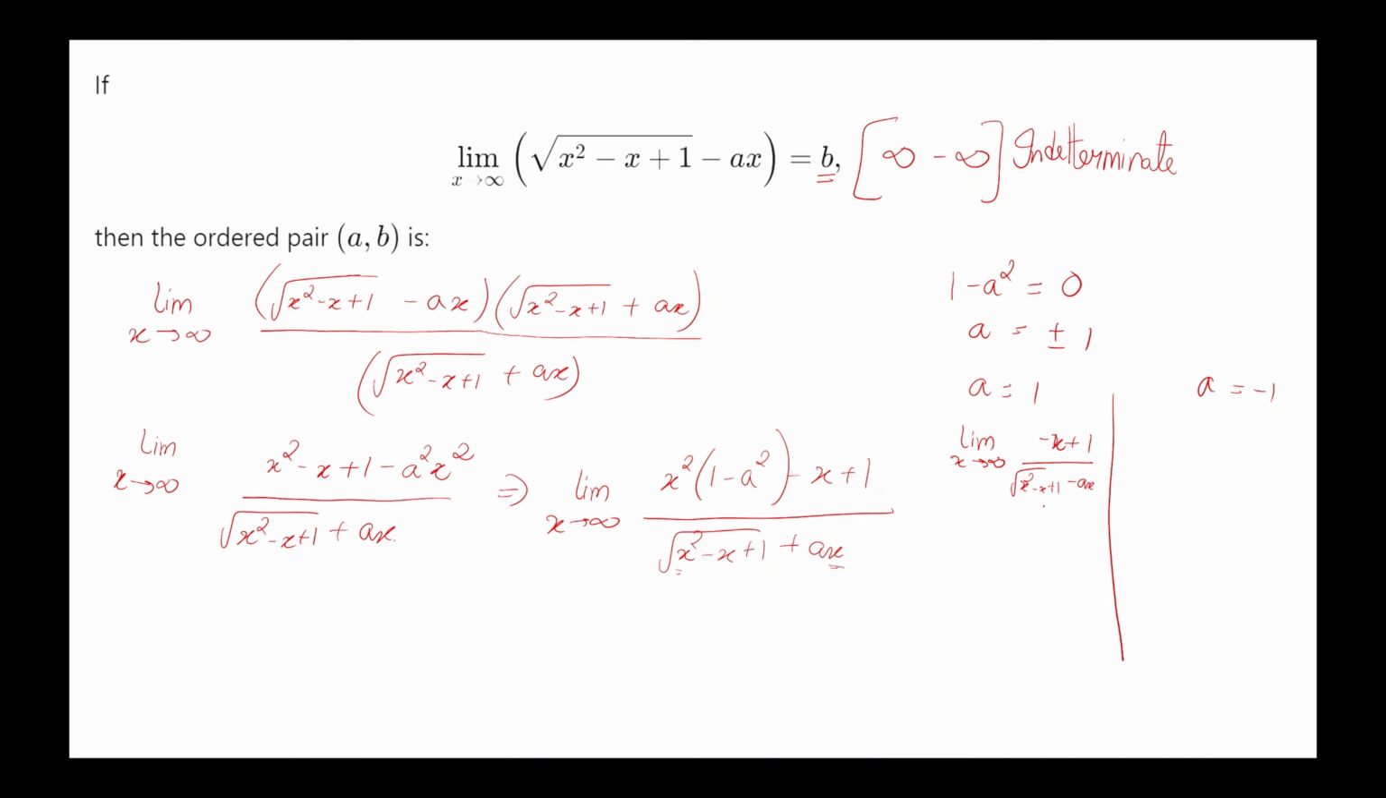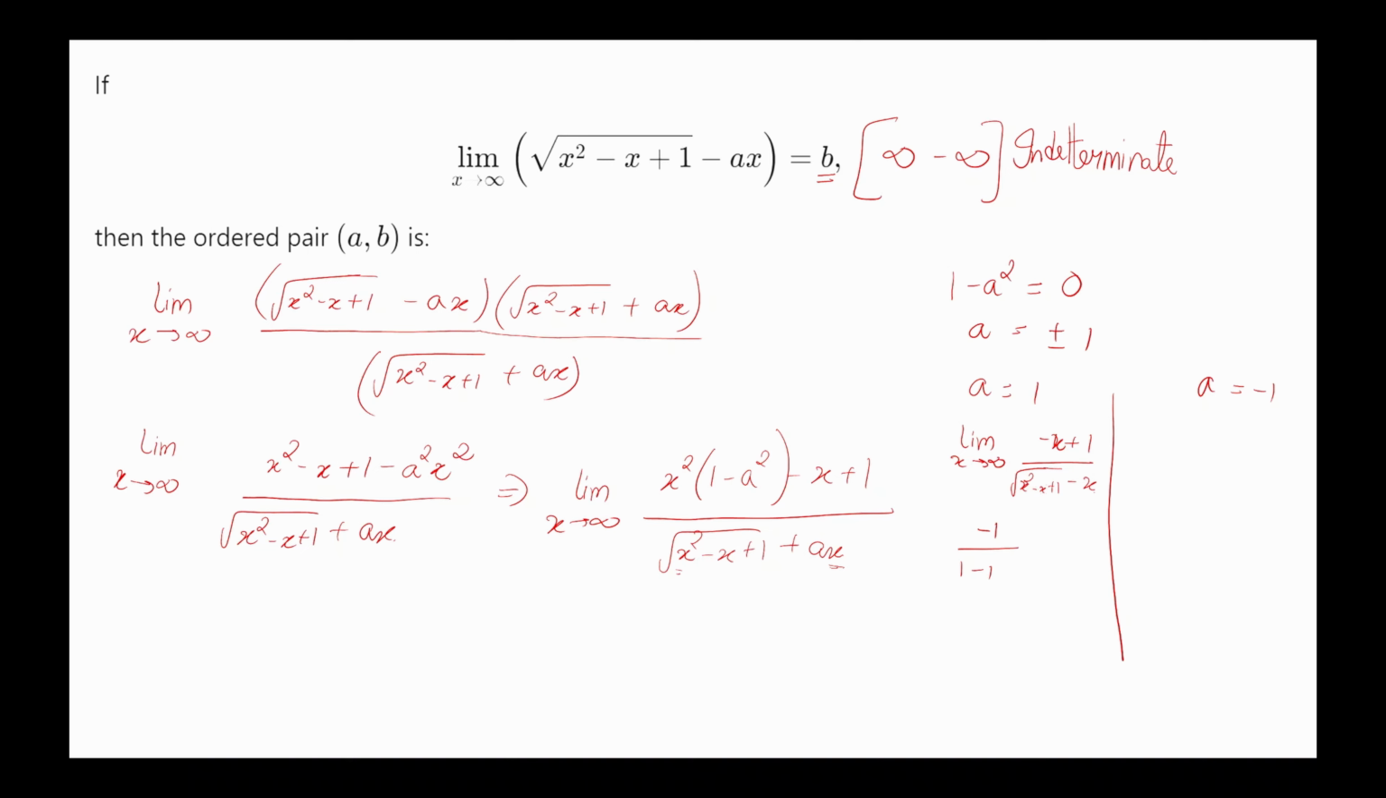From here, I can see that my highest power in my numerator is 1, in my denominator also it is 1, and x is tending to infinity. So what would my answer become? The highest power's coefficient would become my answer. From the numerator I have minus 1, and from the denominator, sorry, a is minus 1, so this would become simply x. So I would have 1 minus 1 from this root under x square minus x plus 1.